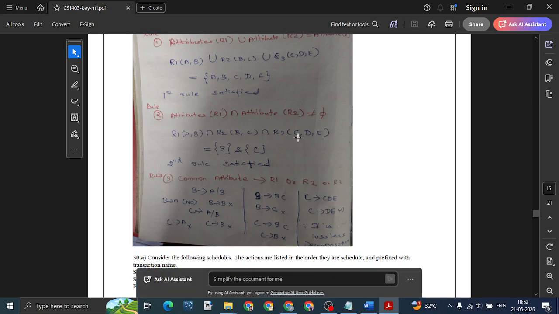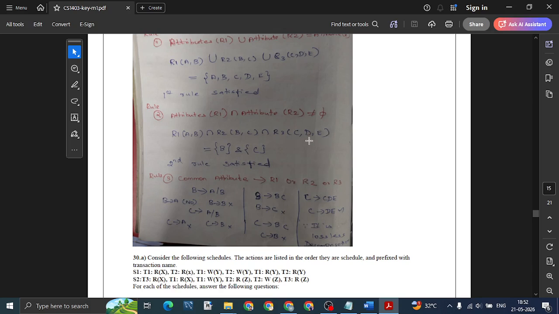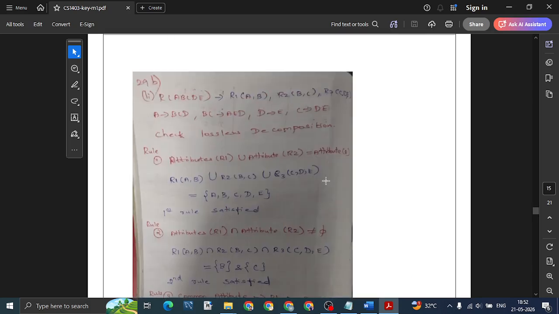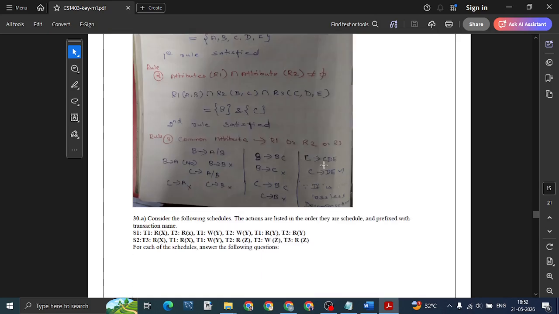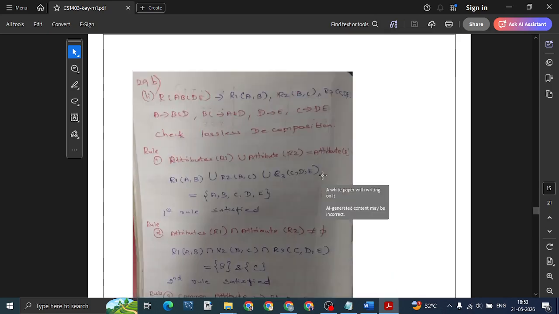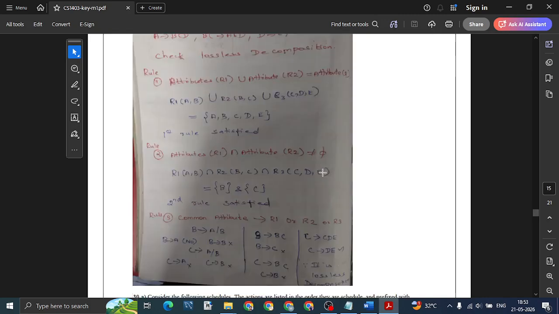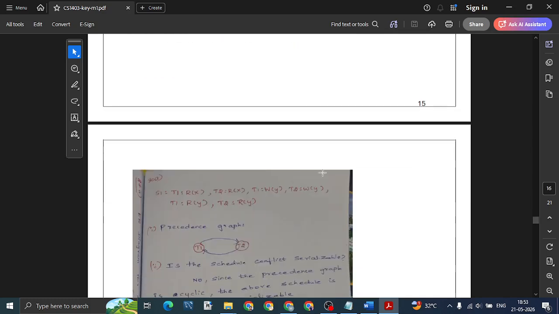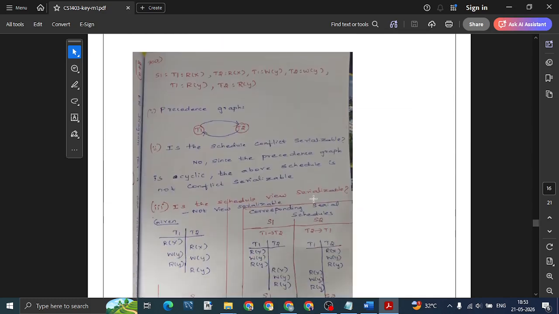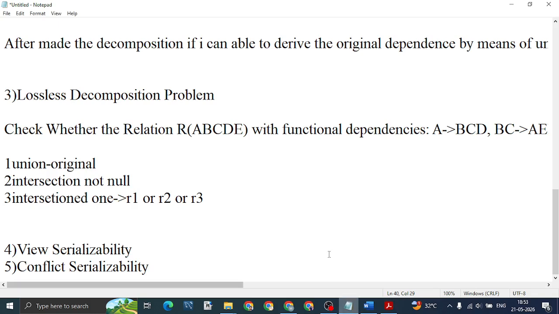What about R3? C, DE, whether C can derive DE? Yes, C can derive DE. So since at least one of the conditions is satisfied, it is the last test. That is the meaning for this. Okay. So now move on to the third one, which is the view serializability and the conflict serializability.